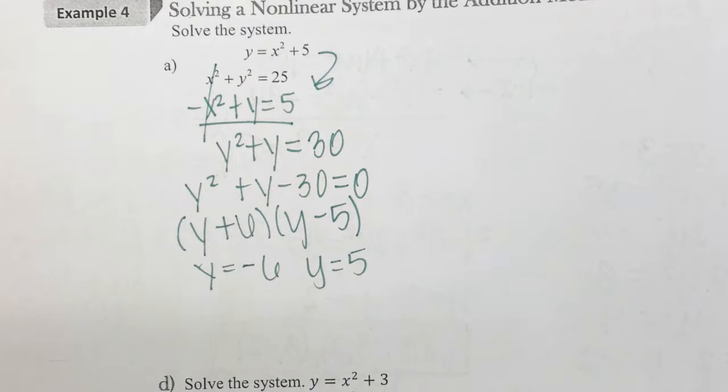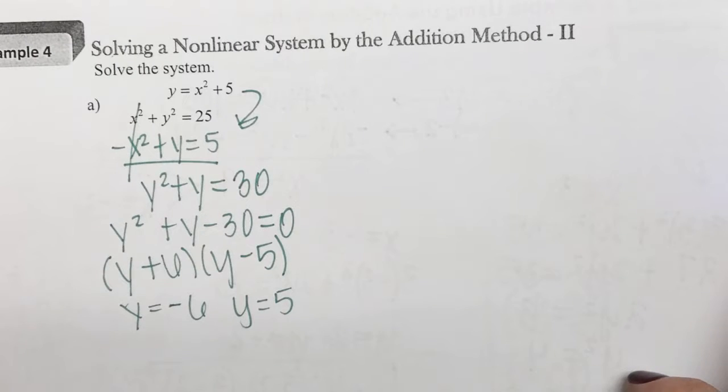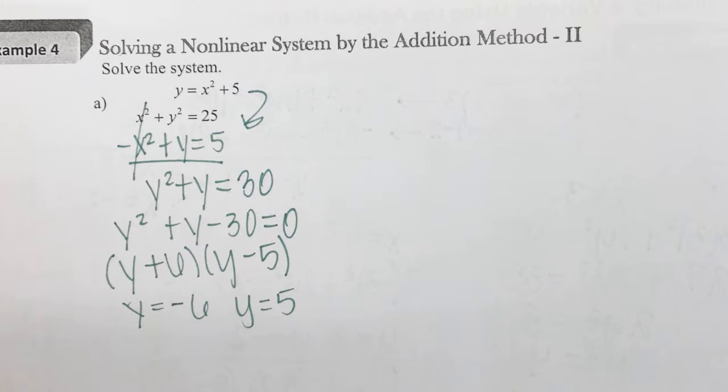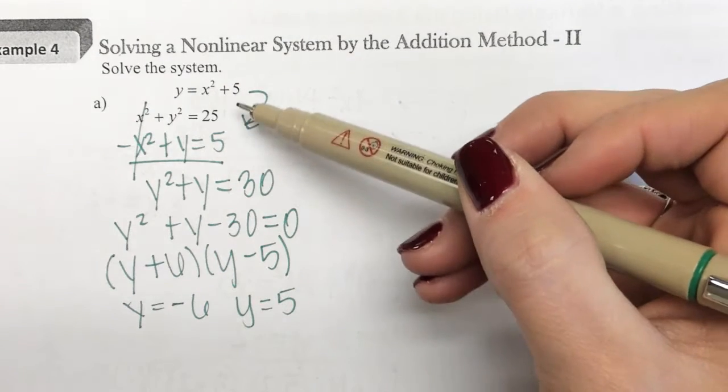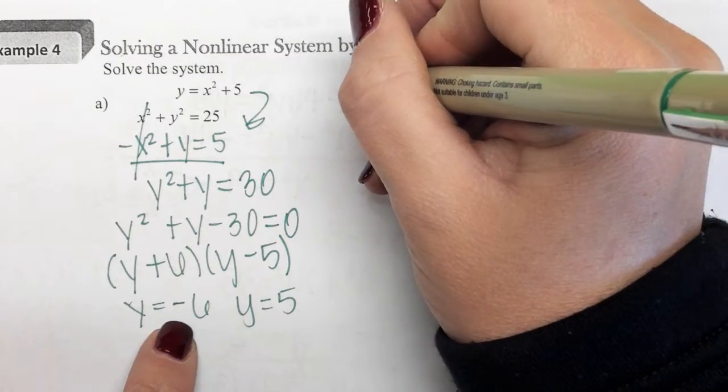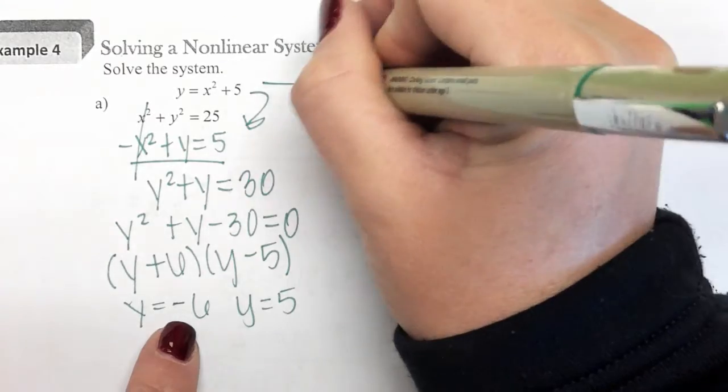Alright. Now I'm going to plug both of these in. Notice you have to plug in both of these because it's not like last time where it's the same number. So pick an equation you want to use. First one, second one? Okay. So I'm going to plug in negative 6 first, using this equation.